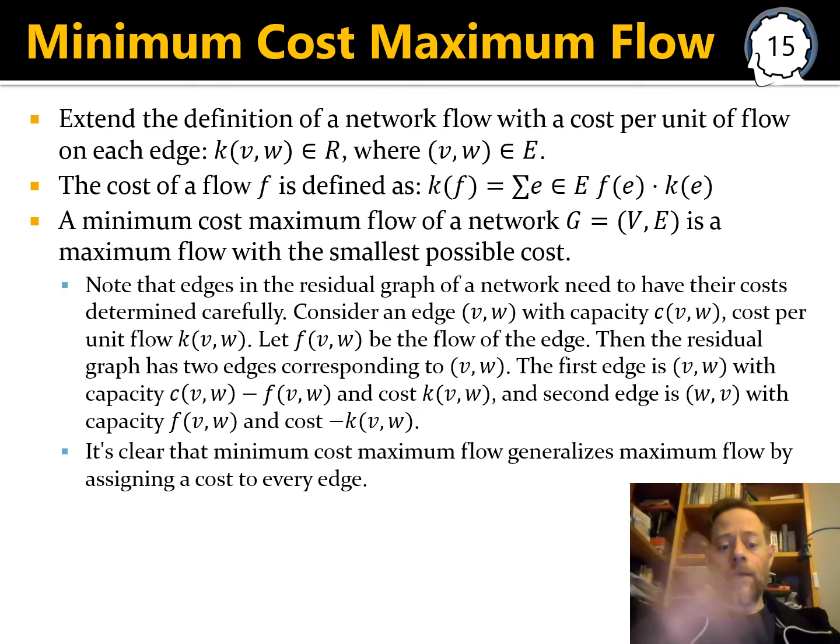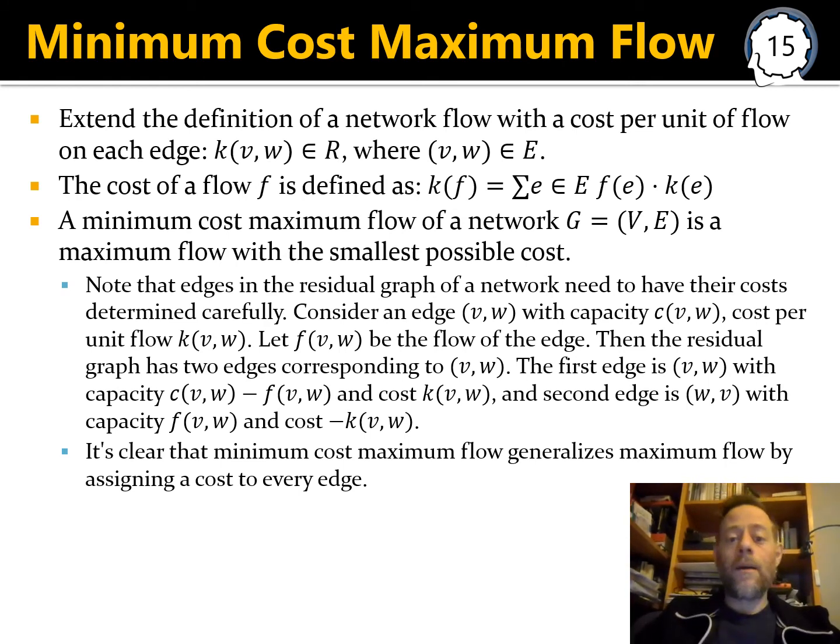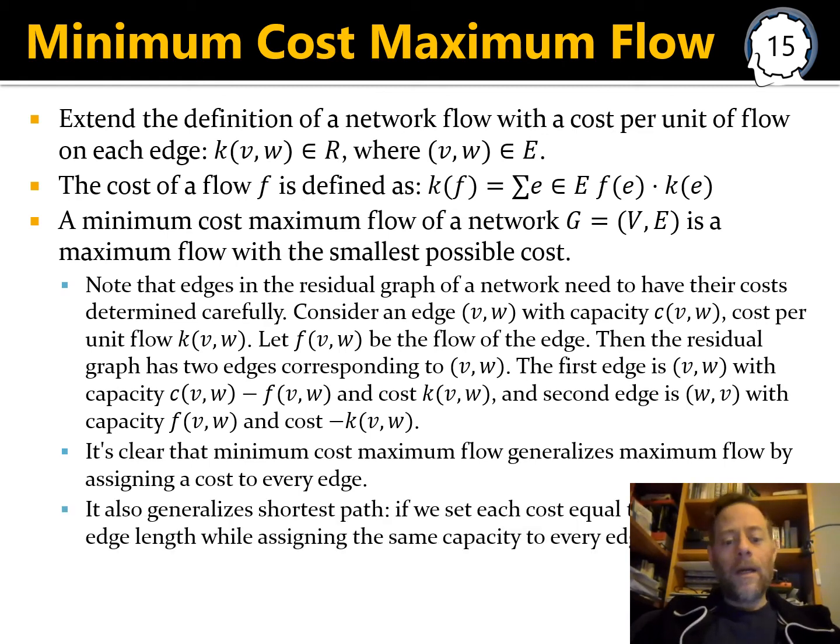It's clear that the minimum cost maximum flow generalizes maximum flow, since we can just set a unit cost for every edge, and then it's exactly the same as maximum flow. Which of course means that if you implement a minimum cost maximum flow algorithm that's efficient enough, you will also solve the maximum flow problem. It also generalizes the shortest path, because basically we set the cost equal to the same, and then we have some maximum capacity, so the capacity doesn't really count, and then it's the same.